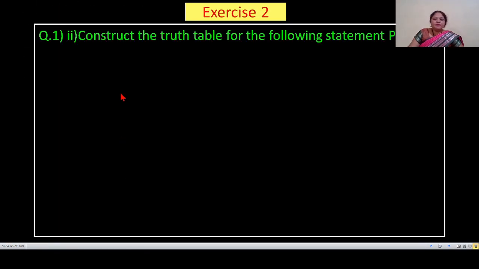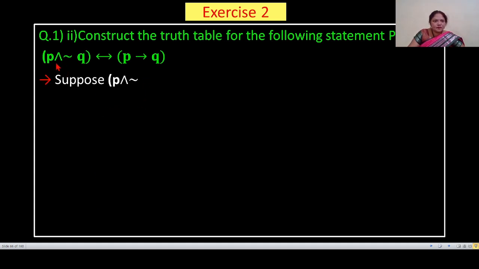Next example. Construct the truth table for the following statement pattern. Here conjunction, negation, double implication, implication: 1, 2, 3, 4. 4 connectives, and P, Q are 2 main statements. Therefore, suppose this statement pattern is equivalent to A.